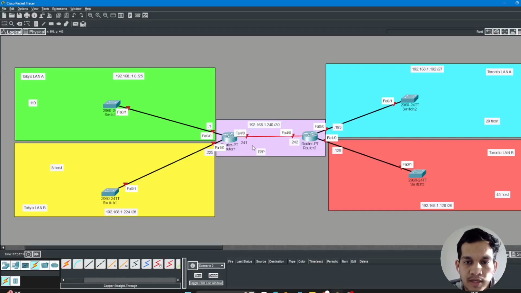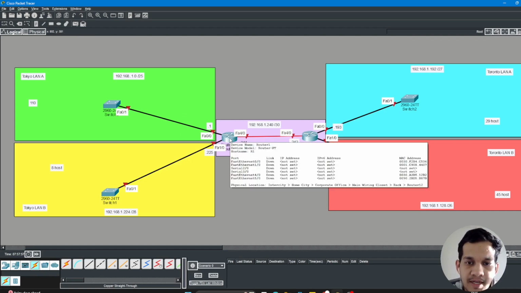So as in part 3, we have taken the same VLSM problem: Tokyo LAN A with 110 hosts, Tokyo LAN B with 8 hosts, Toronto LAN B with 45 hosts, and Toronto LAN A with 29 hosts, and a point-to-point link. In the last video we figured out the subnet for Tokyo LAN A, /25, and for LAN B, /28, and their starting IP addresses too. In this simulation, we are going to configure an IP address on the interfaces.